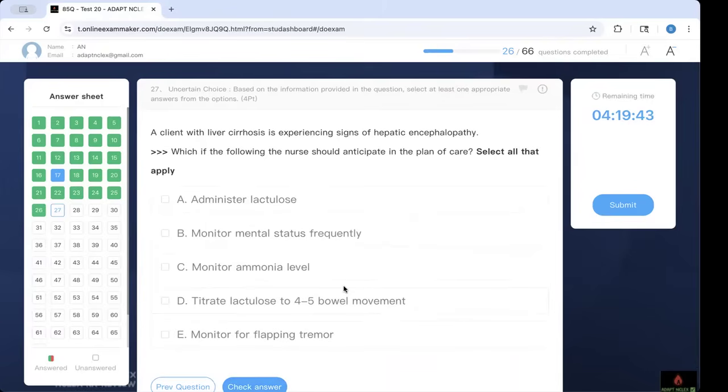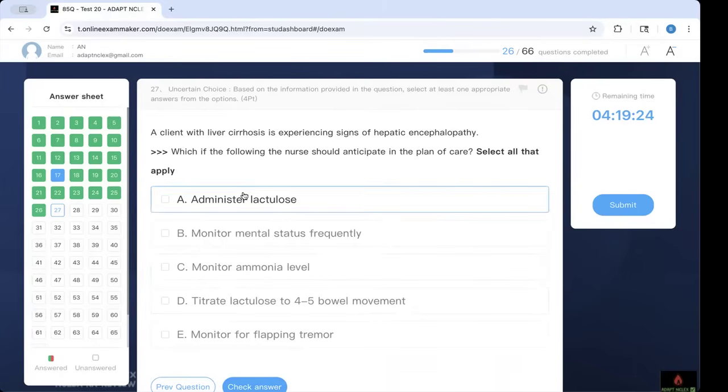A client with liver cirrhosis experiencing signs of what? Hepatic encephalopathy. Which of the following should the nurse anticipate in the plan of care? Deal with the encephalopathy. Give the lactulose, monitor mental status frequently, monitor ammonia, titrate lactulose to 4 to 5 bowel movements, monitor for flapping tremor.